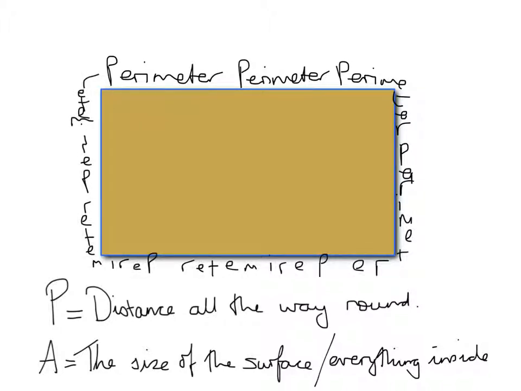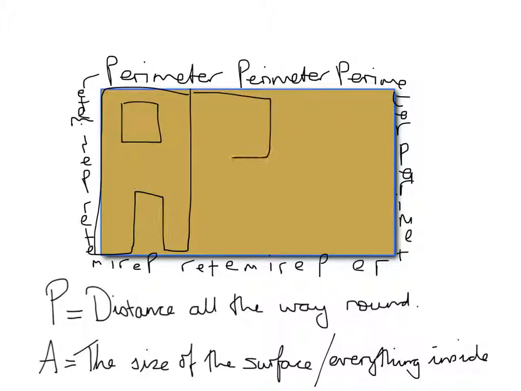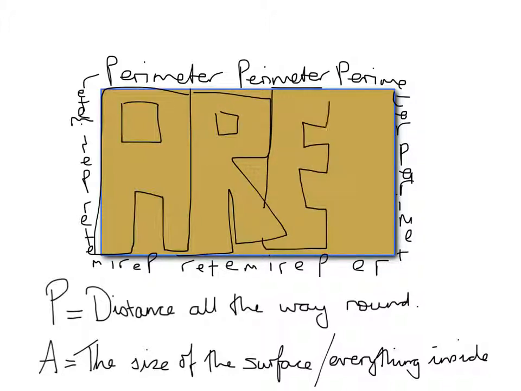The area is a little bit more difficult to define, but it is everything that is inside an object. So it's the size of the surface and everything inside. And I'll show that by drawing the letters of the area inside the shape, like this. Hopefully you get the picture.